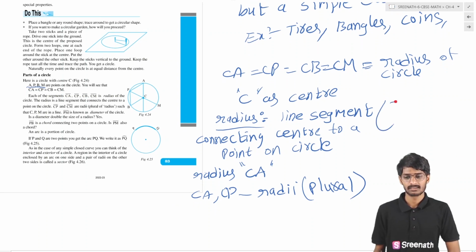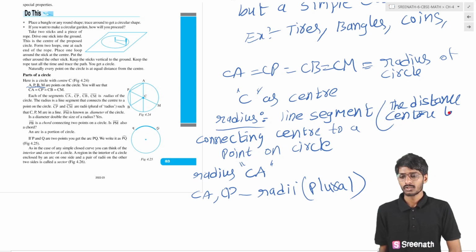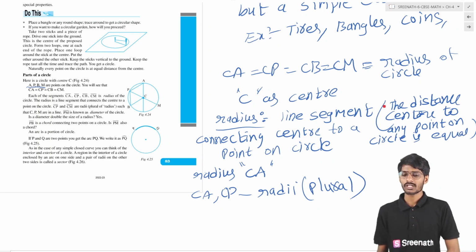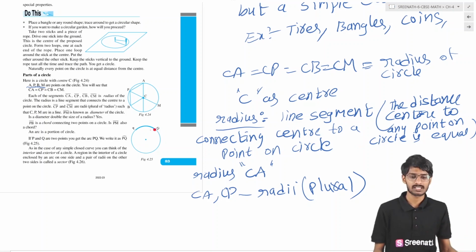And one more thing is, the distance from the center to any point on the circle is the same or equal. Okay students, basically the radius is equal, which means the distance from the center to any point on the circle. So from the center to this point, or from the center to all the points on the circle, the distance is the same, and that same distance we call the radius, students.